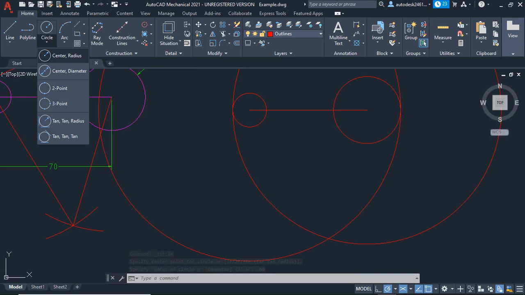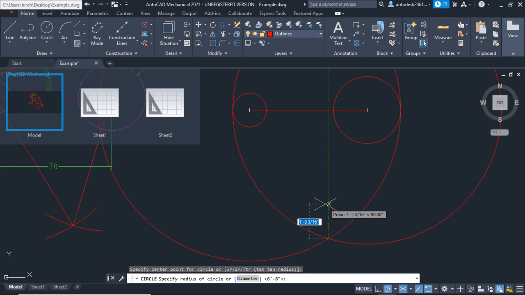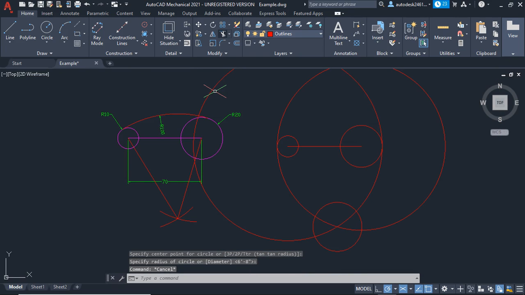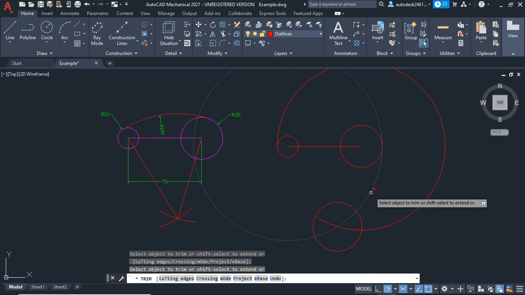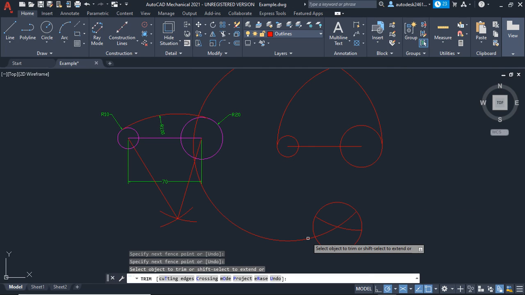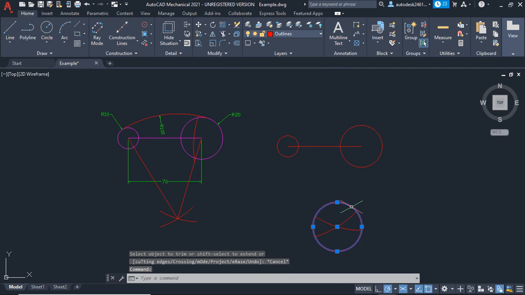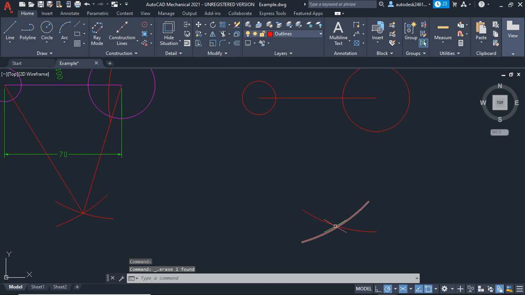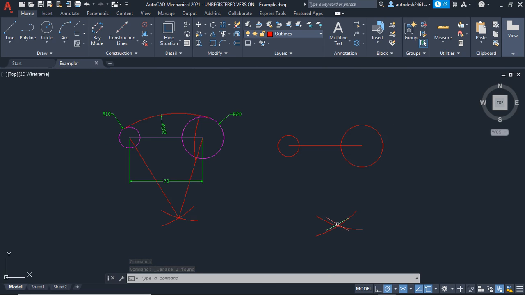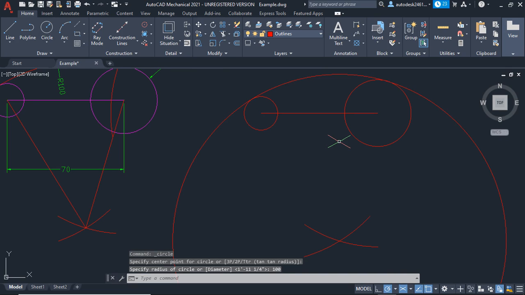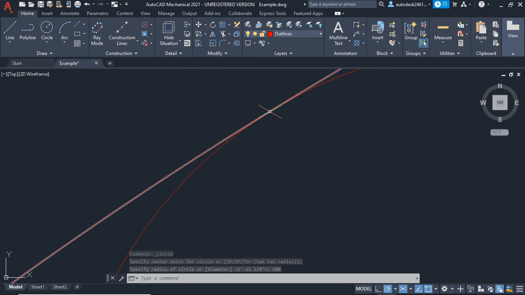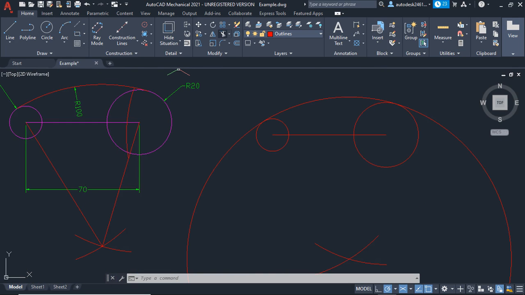So I'm going to draw a small circle and just trim off some of these lines. So now that those lines are trimmed off, let me check to see if these 2 points, when they meet, if they give me, when I draw a circle that's 100, if it touches both circles. So radius, I come here and I type in 100, and you realize that it is touching both circles. So it's touching the circumference, so that is correct.